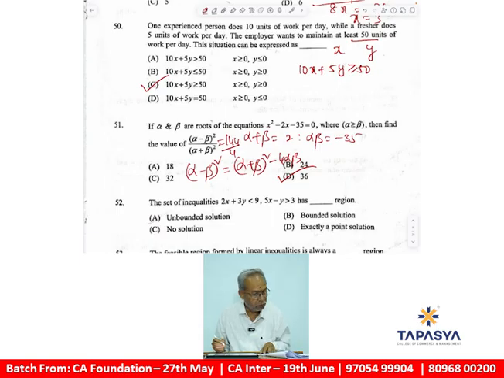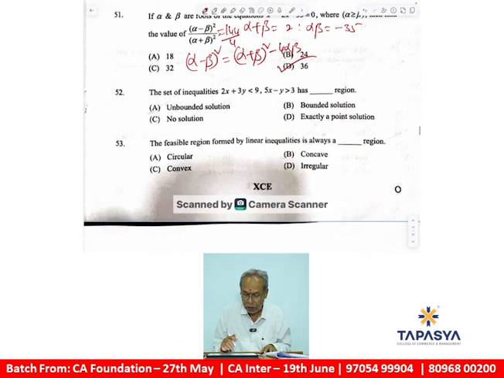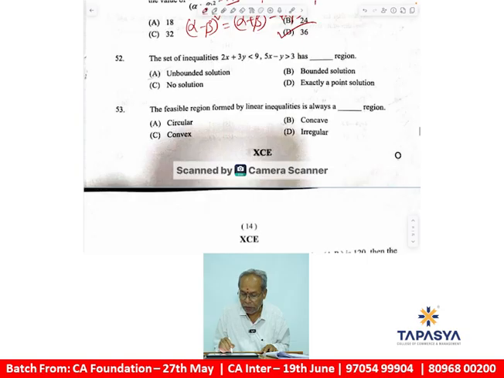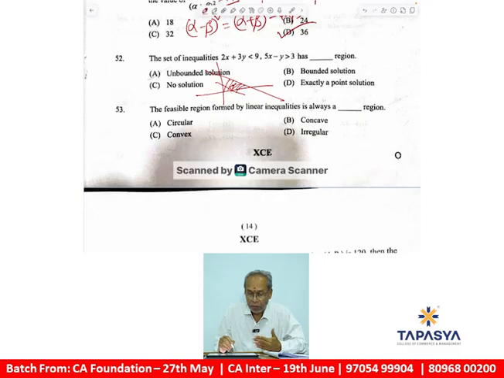Next comes inequalities. The inequalities are 2x plus 3y less than 9 and 5x minus 5 greater than 3. The options are unbounded region, bounded solution, no solution, exactly one solution. If you see this, one straight line is showing less than 9, so that is below only. Greater than 3 is somewhere here, so the region is between 3 and 9. That indicates a bounded solution only.